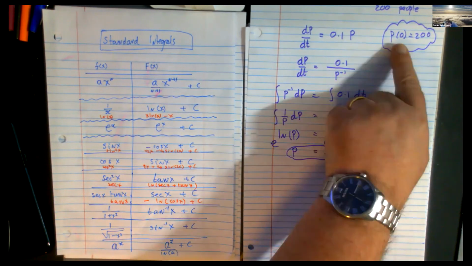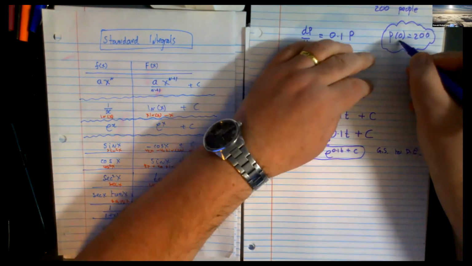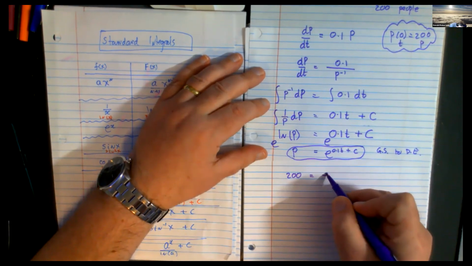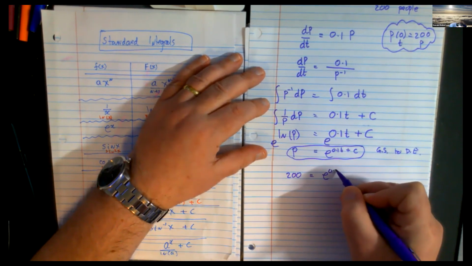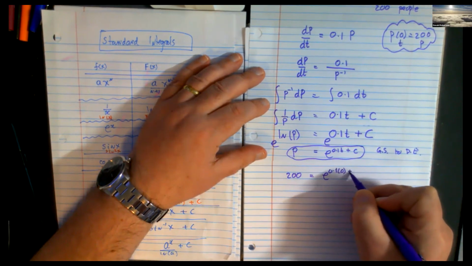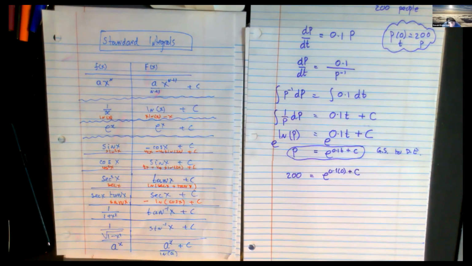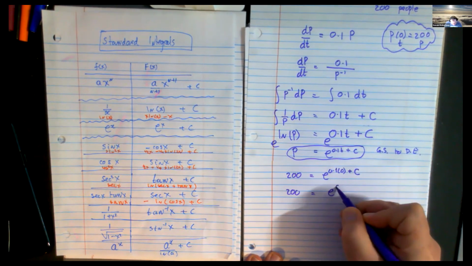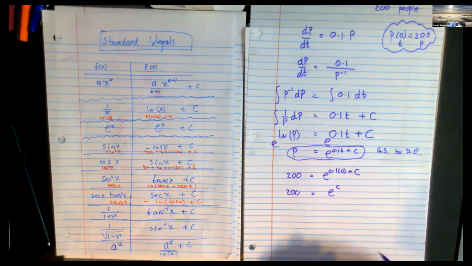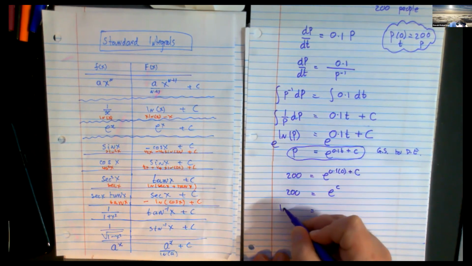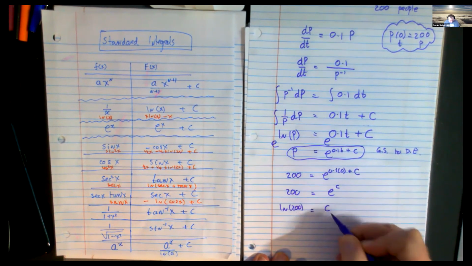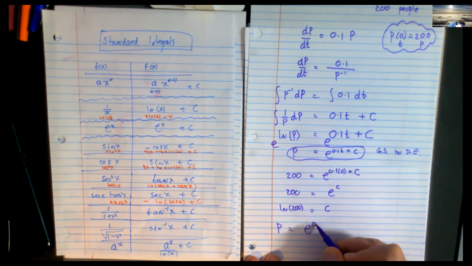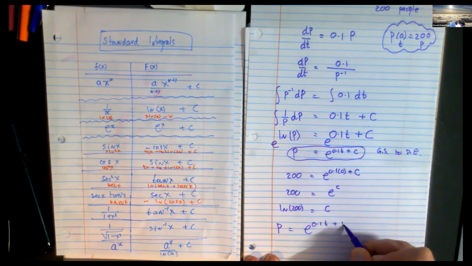Now I'm going to bring in this fella. When t is 0, p is 200. So I'm going to put 200 here, e to the 0.1 times nothing, add c. 200 is equal to e to the c. If you want to get c, take the natural log of both sides. Which means our population model is now 0.1t plus the natural log of 200.